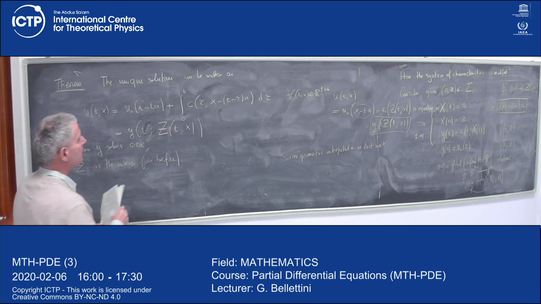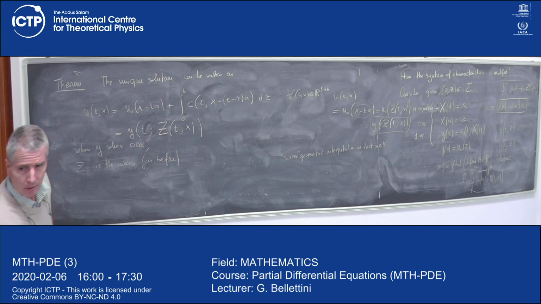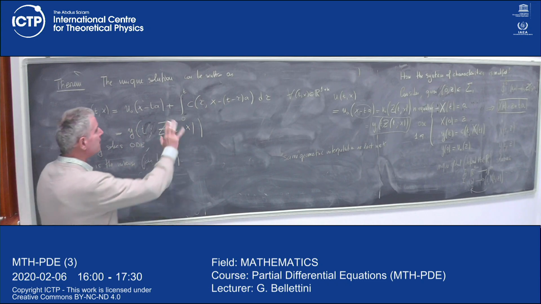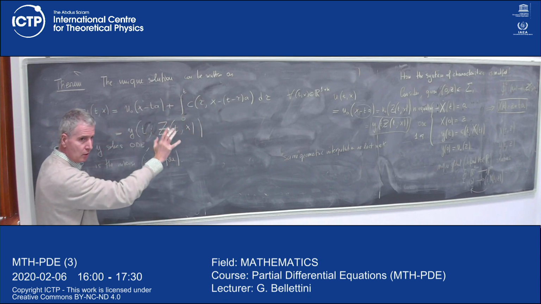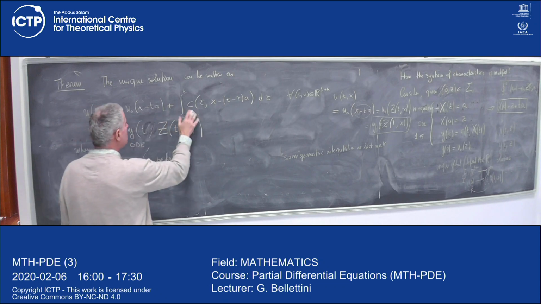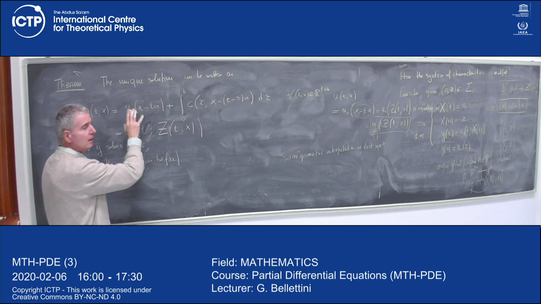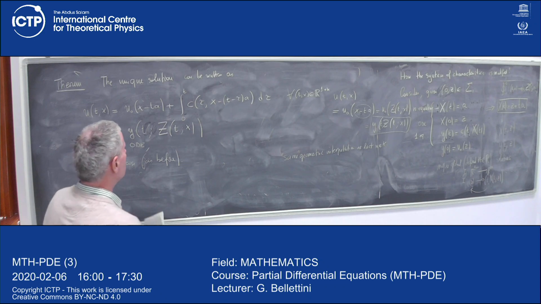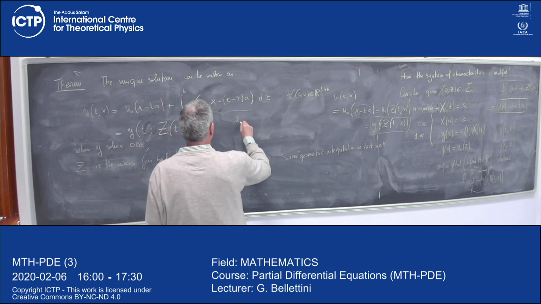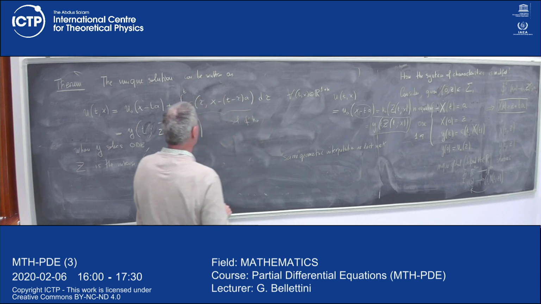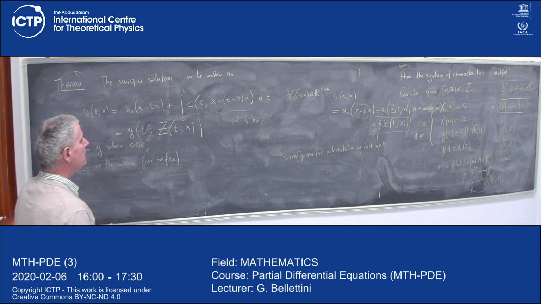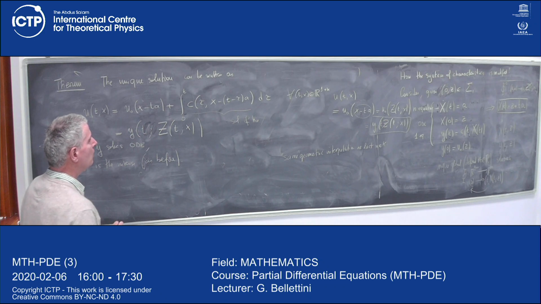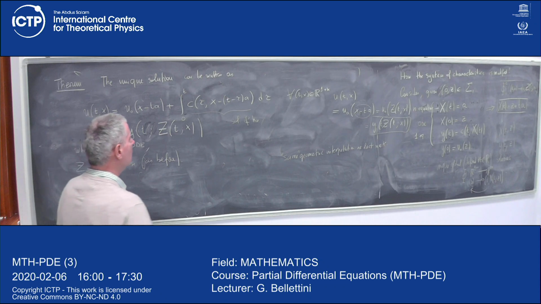So you see this is a new thing. It's a complicated new thing, no? Something new appears in the solution. Of course, when C is zero, we get the previous solution, but when C is not zero, no. So it is the sum of the solution of the previous case plus something, and this something is the solution of a homogeneous problem, no?